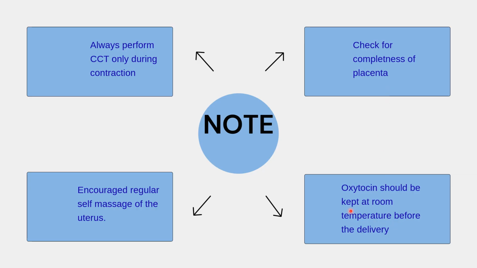And oxytocin should be kept at room temperature before the delivery. Very important, because oxytocin is kept in the fridge, so it should be taken out before the delivery, at least half an hour prior, and then administered.